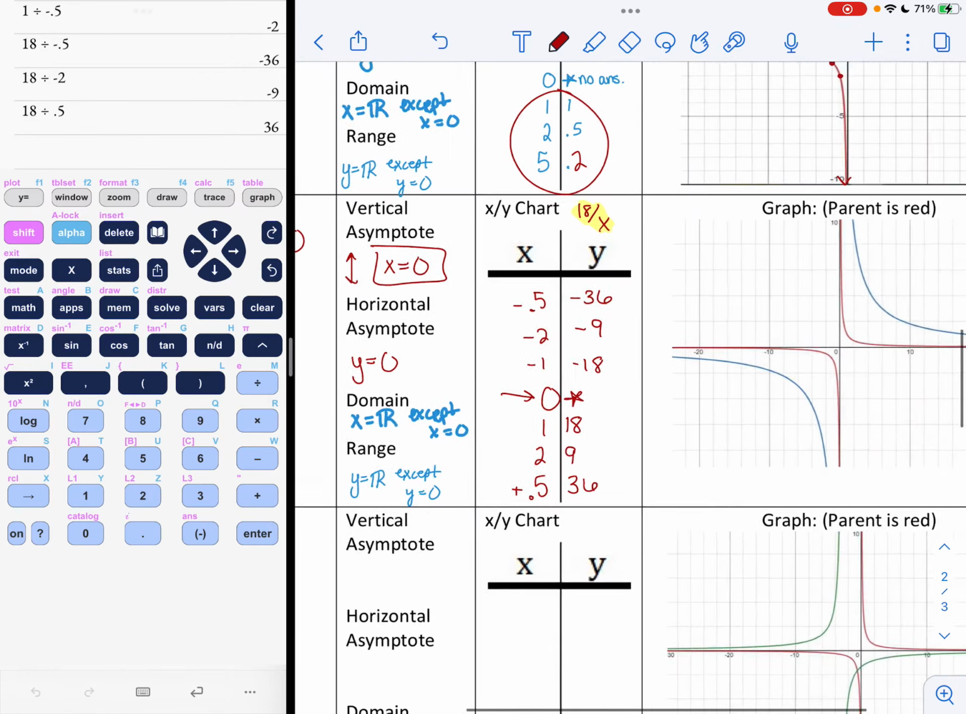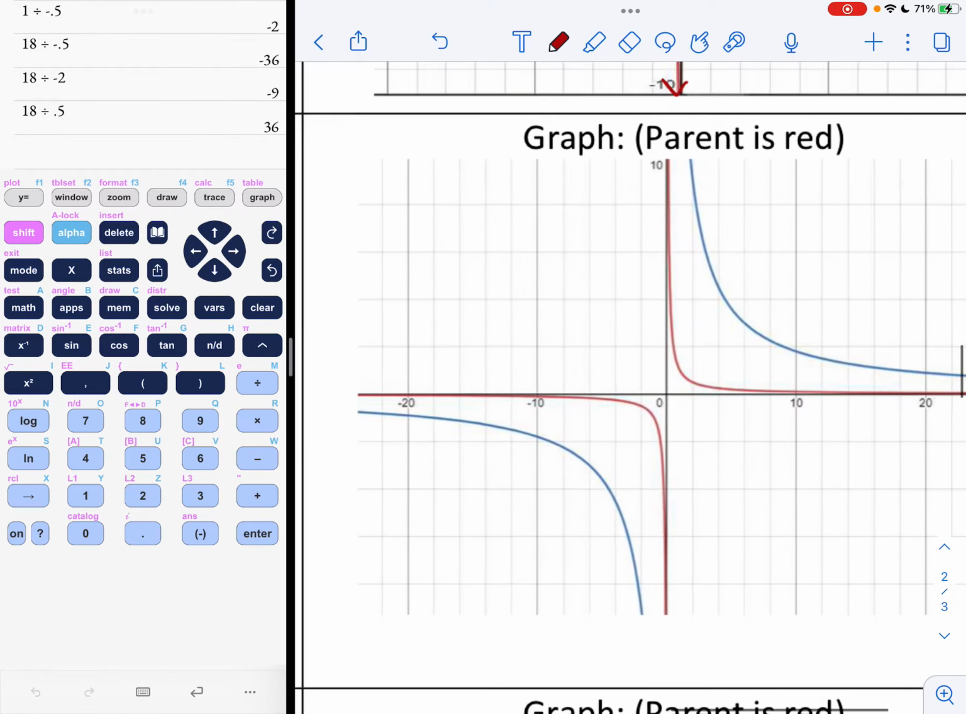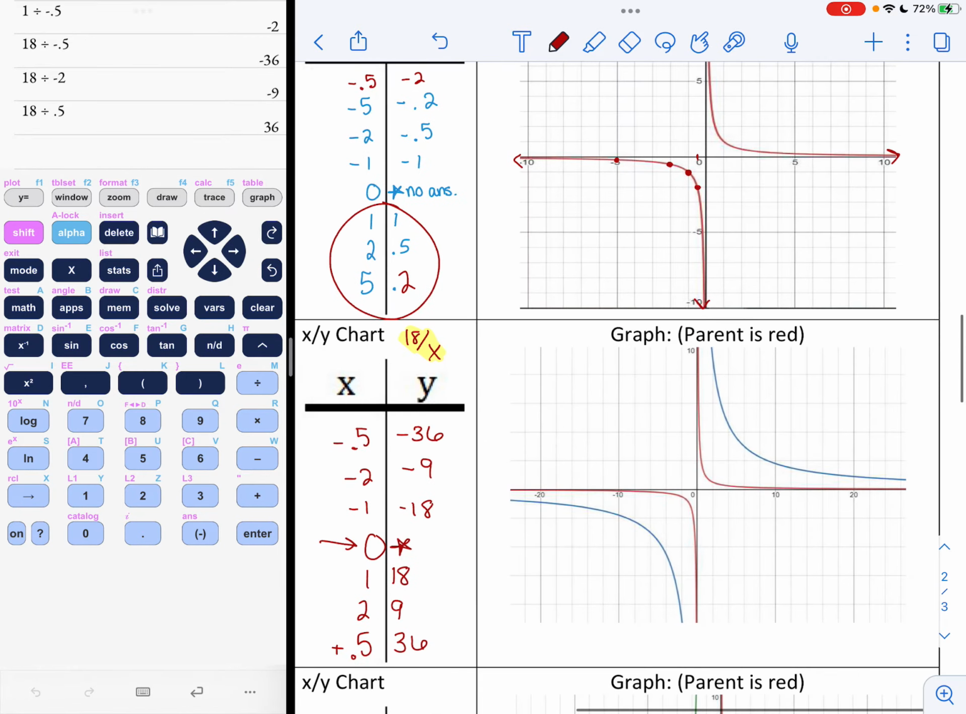So if you look at this graph, I do have the parent function. The original one's still in red. But what I want you to see is that this has truly been vertically stretched by a factor of 18. So instead of +1 being at +1, +1 is now at 18. So if we graphed this, here's +1. Positive 18 would be way up here, which is exactly where it's going to. And if you look at negative, let's take a look at -2 and -9.